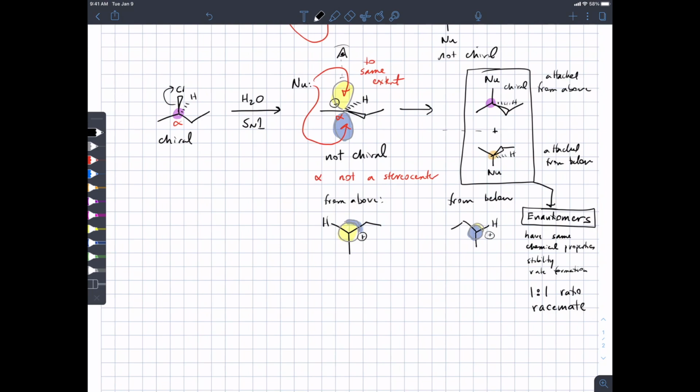If you go through a not chiral intermediate and you form a stereocenter, you have to form both configurations in equal amounts. The products will be enantiomers of each other, and they have to form in a 1-to-1 ratio.